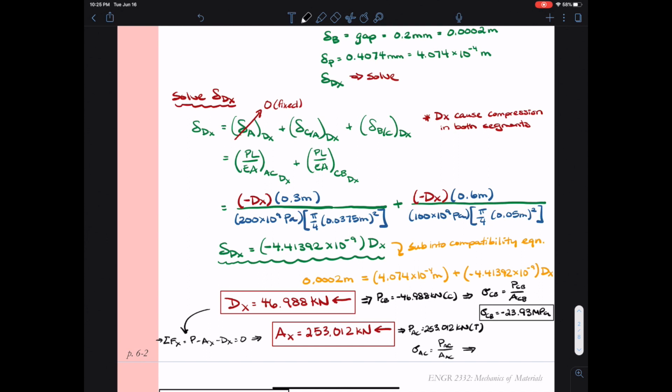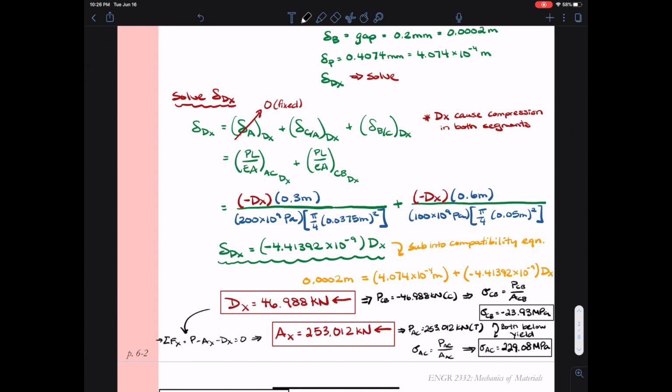We can compare these values back to the yield stress for both materials. We see that for the brass segment CB, the brass yield stress is around 80 megapascals, and the steel yield stress is around 350 megapascals. So we see that both of them fall below the yield stress, and so we wouldn't expect yielding to occur in this particular member.